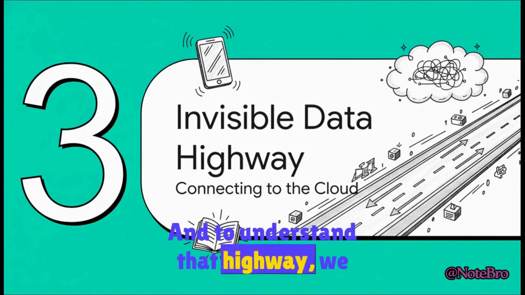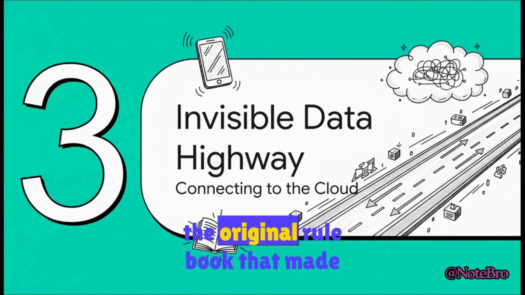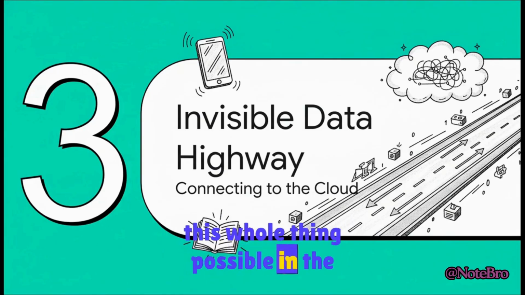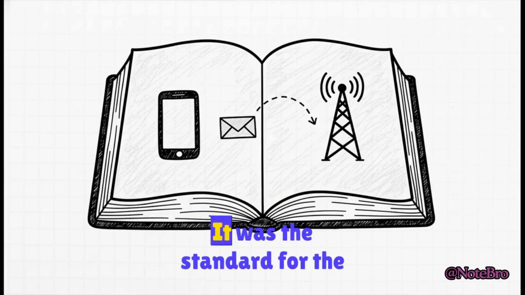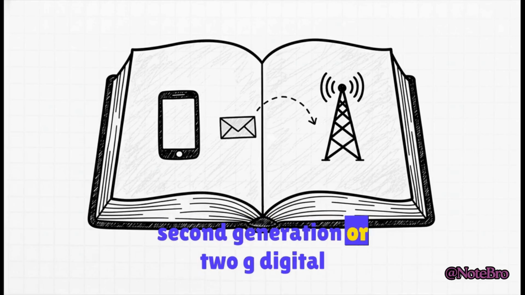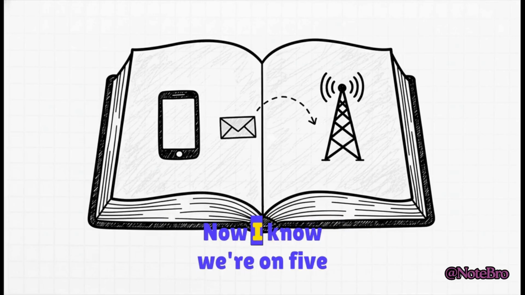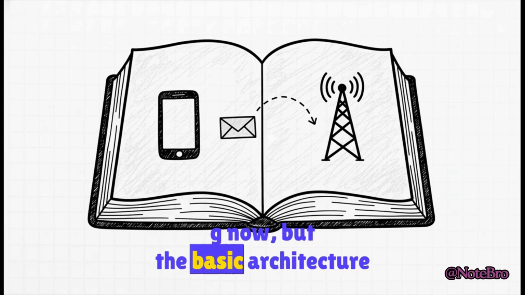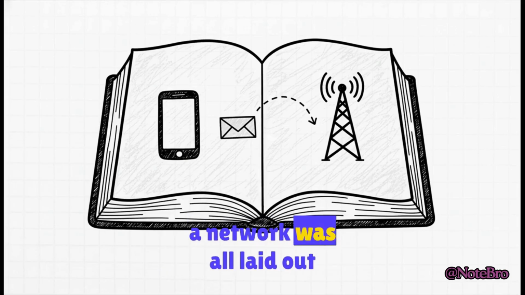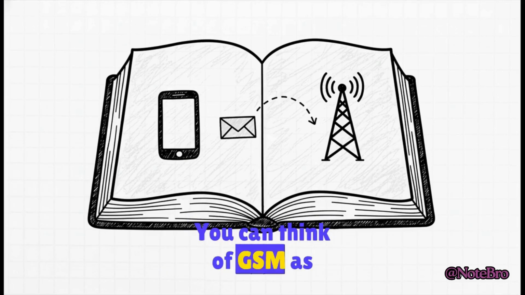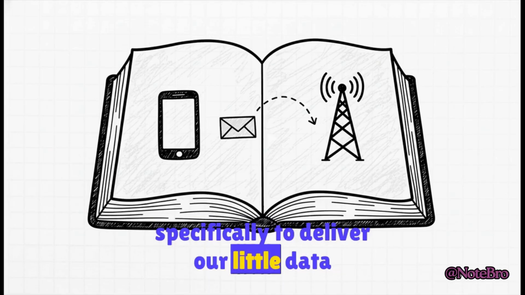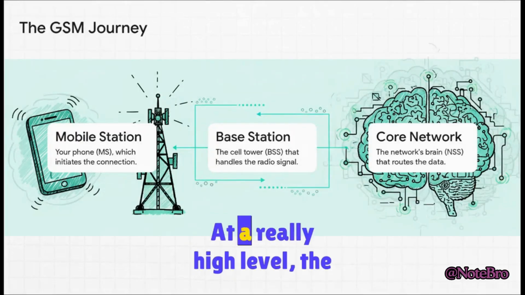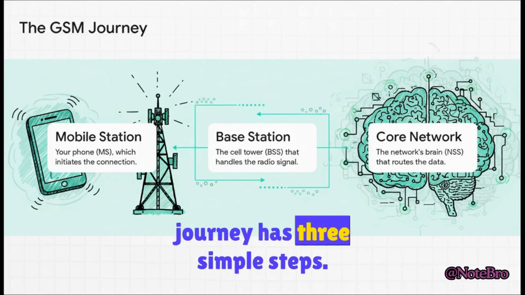And to understand that highway, we kind of have to look back at the original rulebook that made this whole thing possible in the first place. And that rulebook is called GSM. It was the standard for the second generation, or 2G, digital networks. Now, I know we're on 5G now, but the basic architecture of how your phone connects to a network was all laid out here. You can think of GSM as the original digital postal service, designed specifically to deliver our little data packets. At a really high level, the journey has three simple steps.